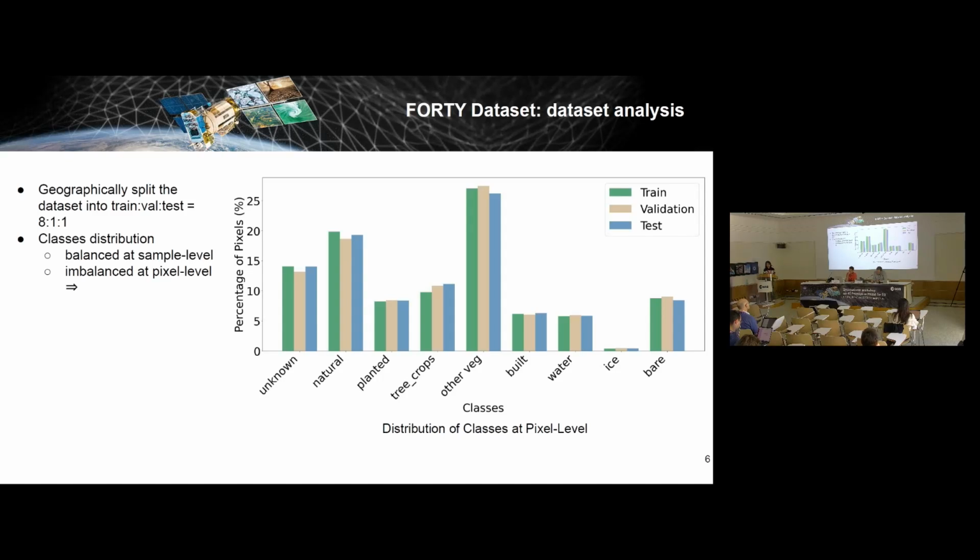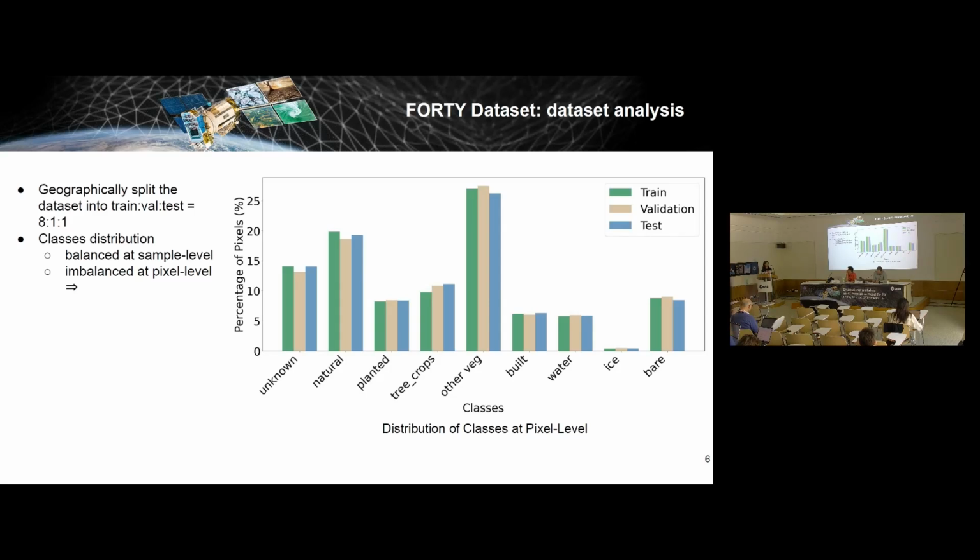And we geographically split the dataset into training, validation, and test areas. And we try to explore the class distribution in these datasets. In general, we try to balance this class distribution at the image level during the sampling. But as you can imagine, it's very hard to make it perfect.